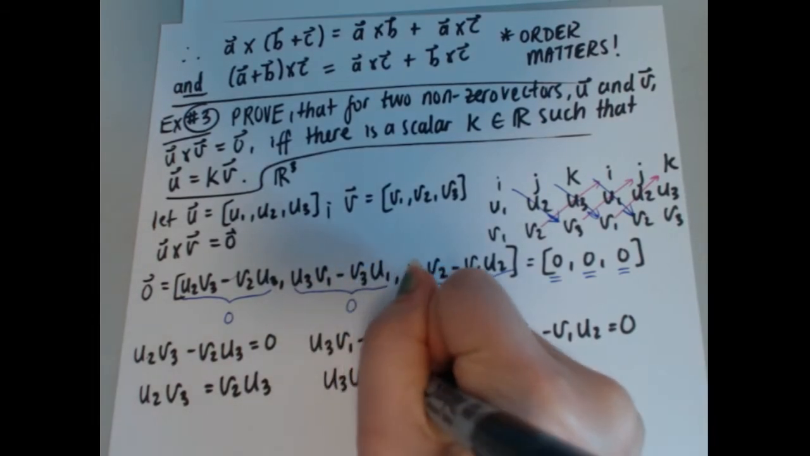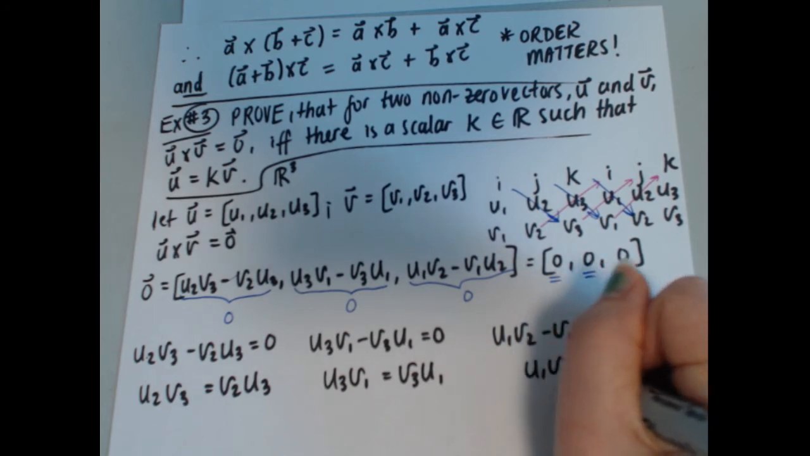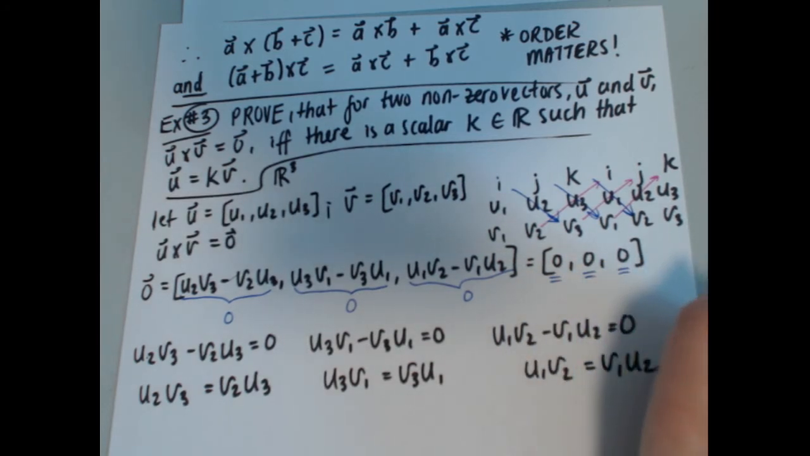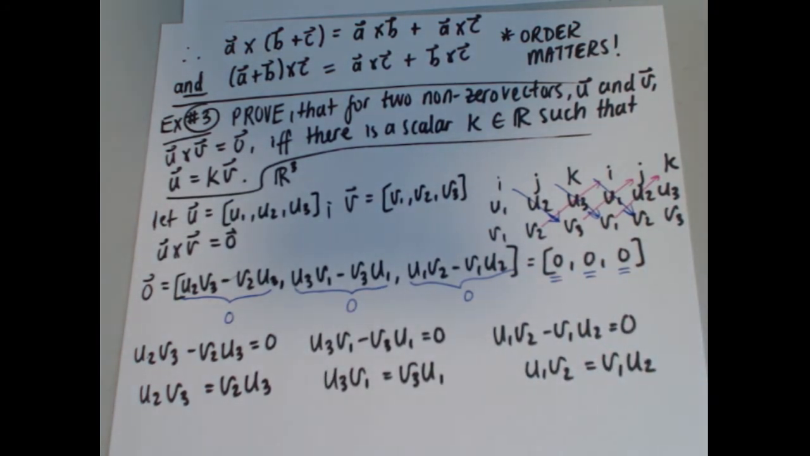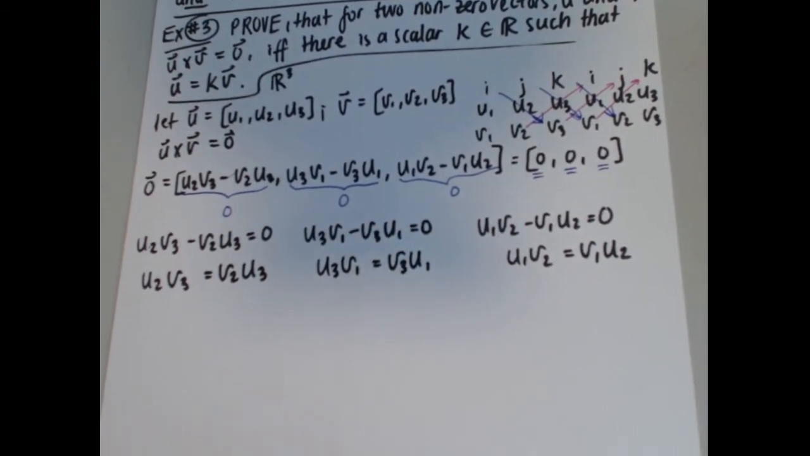U3 V1 equals V3 U1. And U1 V2 equals V1 U2. Gosh, it sounds like I'm repeating myself over and over again, but sure enough, there are the letters. Okay, so the next step I'm going to do here is get the same dimensions next to each other. So U2 with V2, U3 with V3.